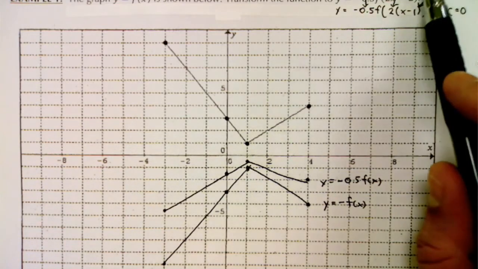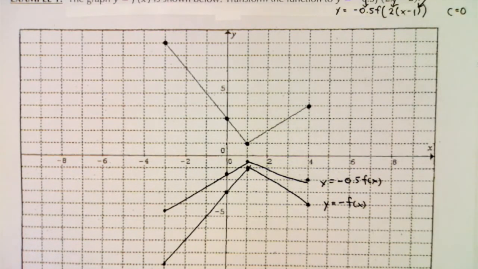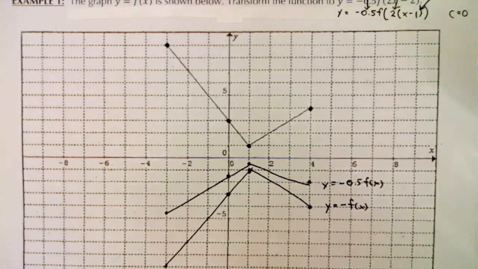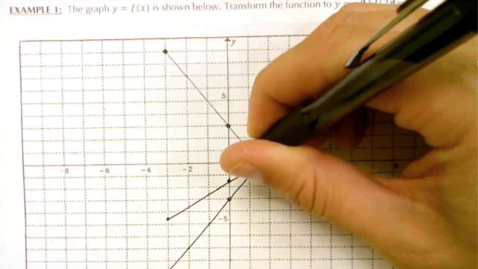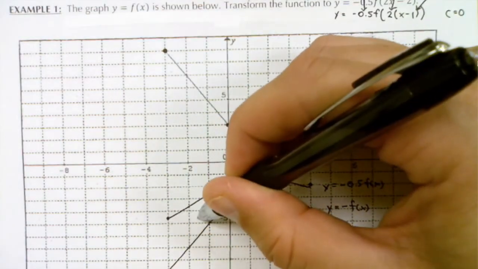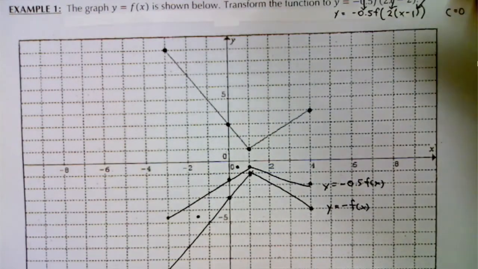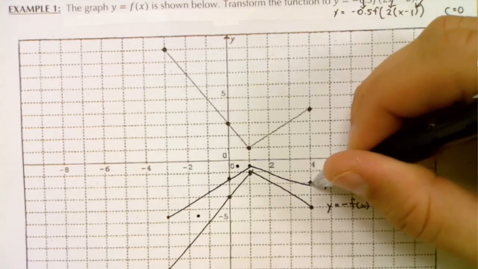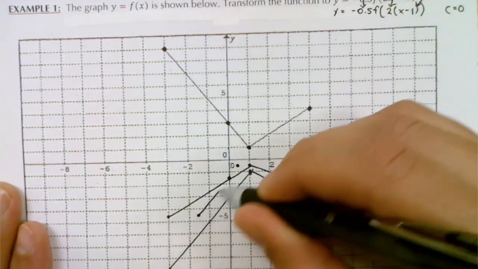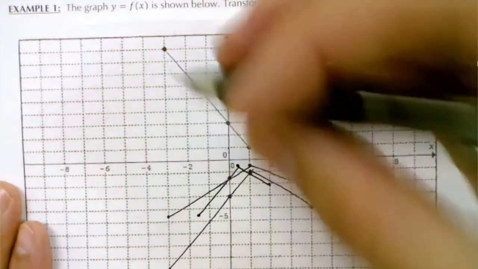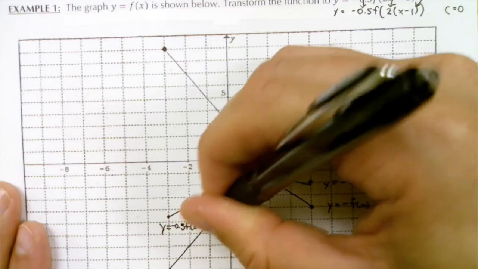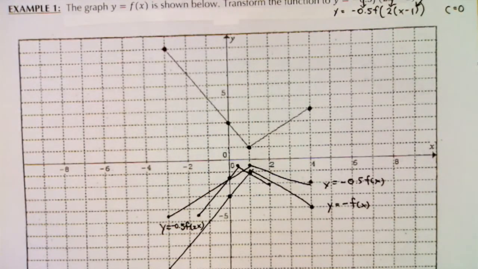K is 2. That would be a horizontal compression. So that means we're going to take all these points and we're going to go halfway to the y-axis. So I'm going to take this point, which is at 1, and bring it to half. This point's on the x-axis, so it doesn't move. This point's negative 3, so it becomes negative 1.5. This point's 4, so it becomes 2. And we end up with a new graph again. And this one is y equals negative 0.5 f 2x, because we've now applied the 2.